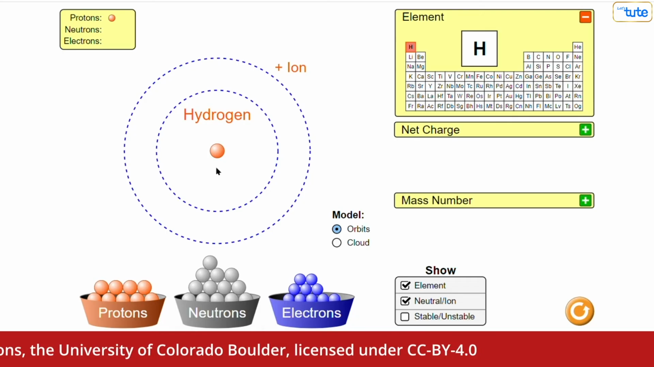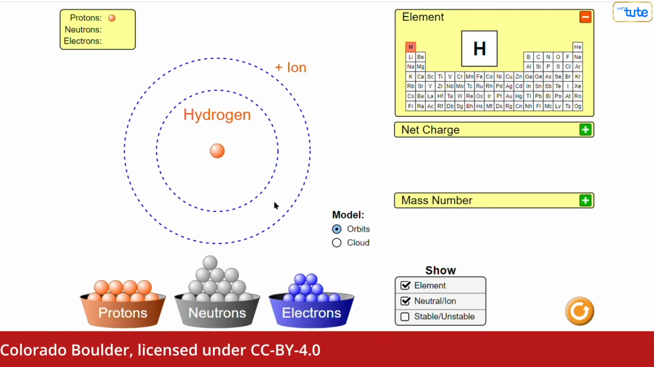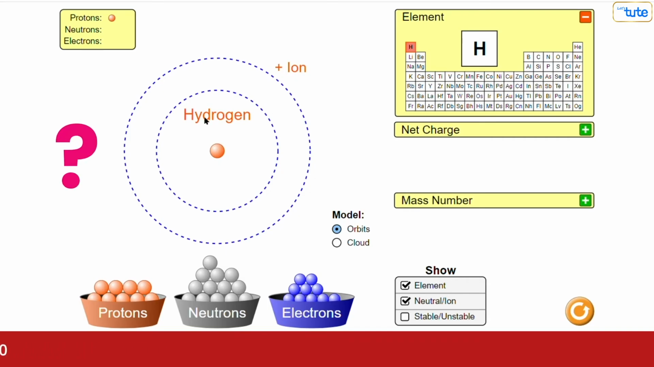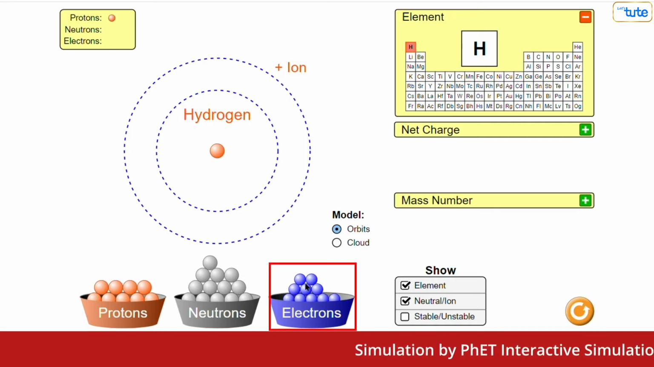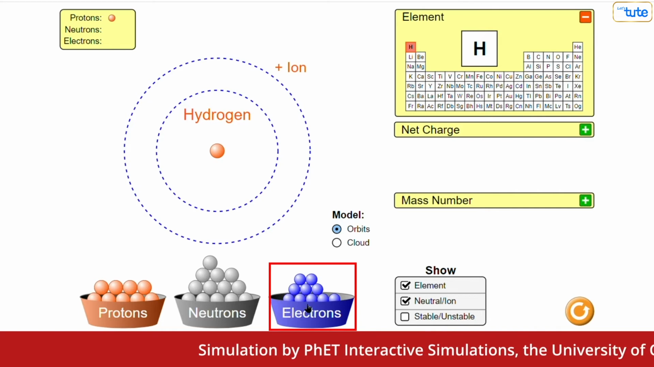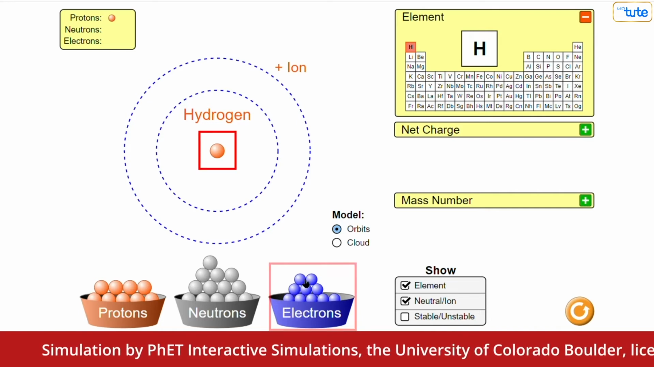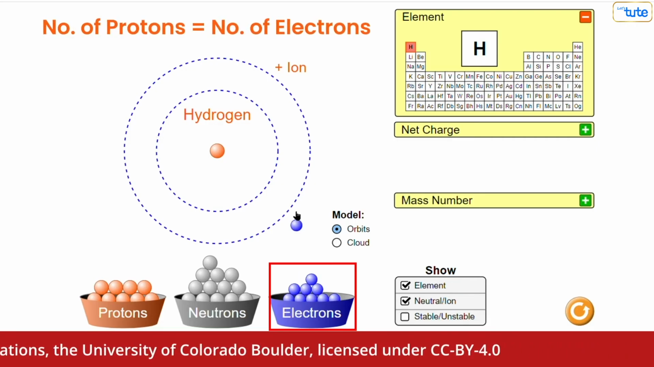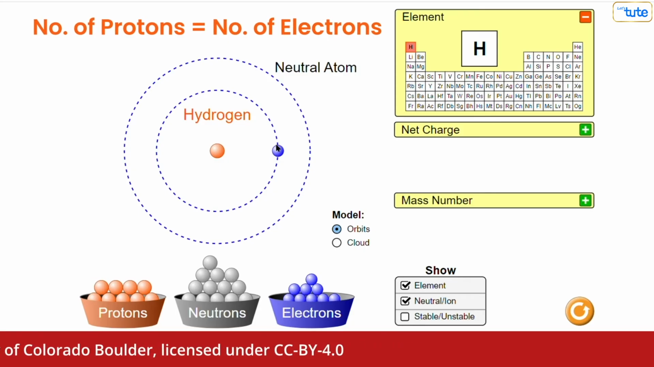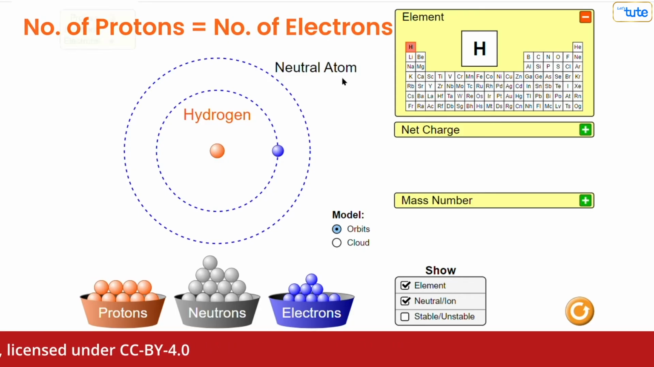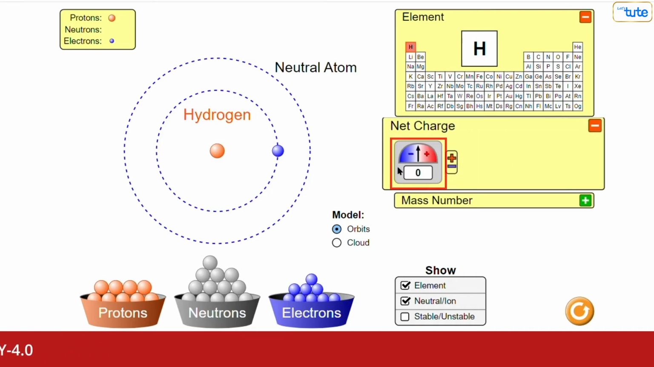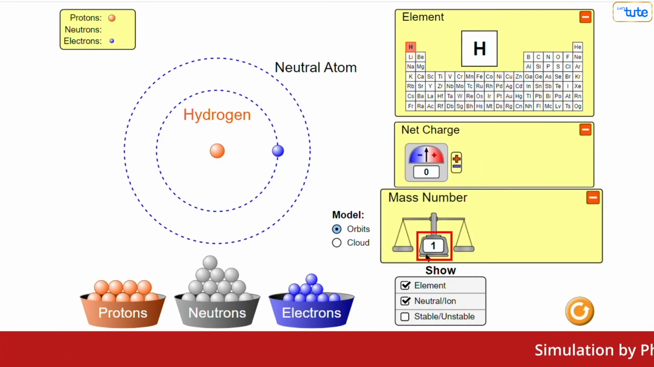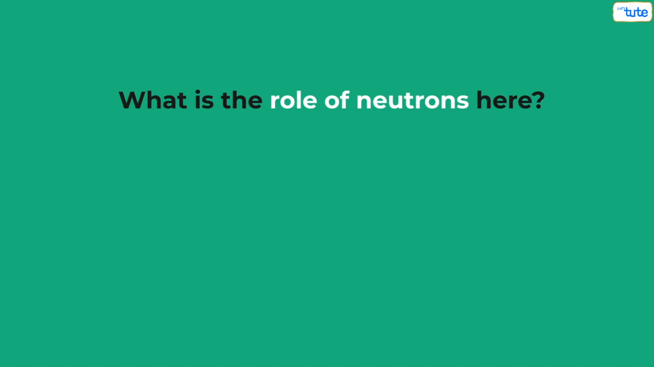Now, as we all know that all the elements are neutral in nature, so here we want a neutral atom. How will we get a neutral atom? We must add electrons here. But how many electrons we can add? For one proton, 1 electron is added, because in the nucleus, the number of protons and electrons are always the same. See, atom is neutral now, and we can see that the net charge is 0 and the mass number is 1. But what is the role of neutrons here?